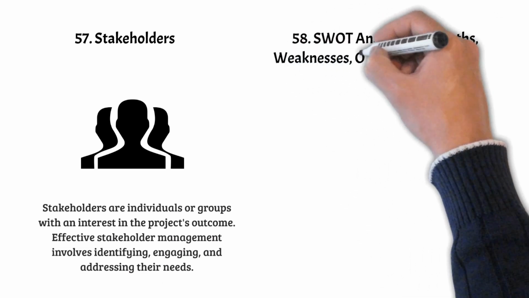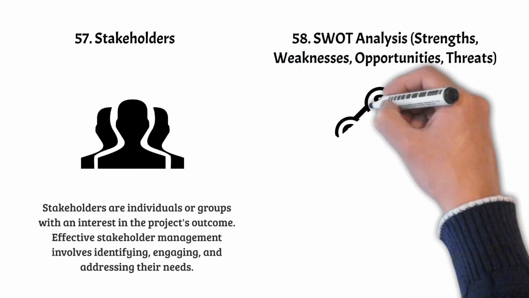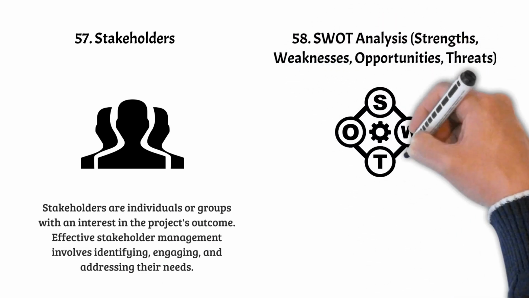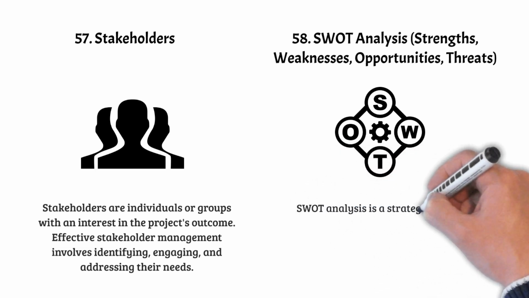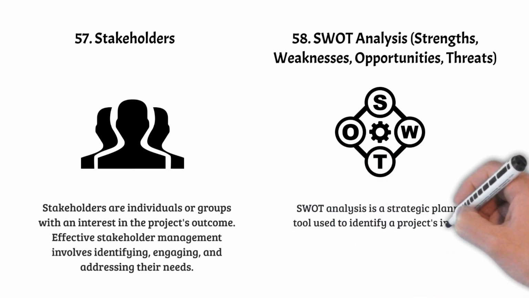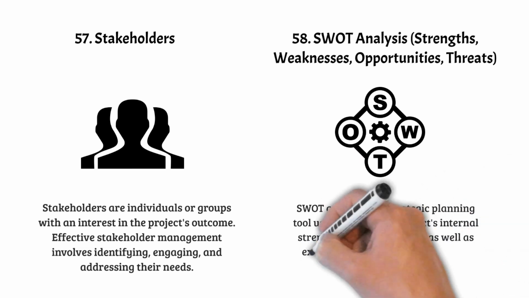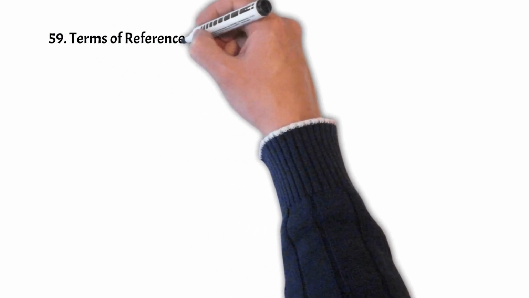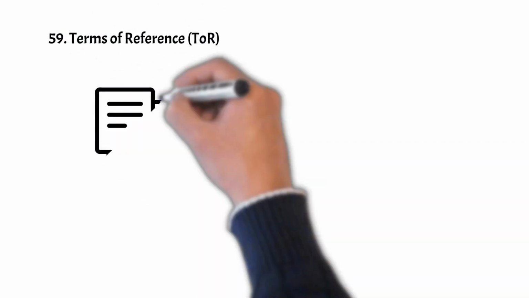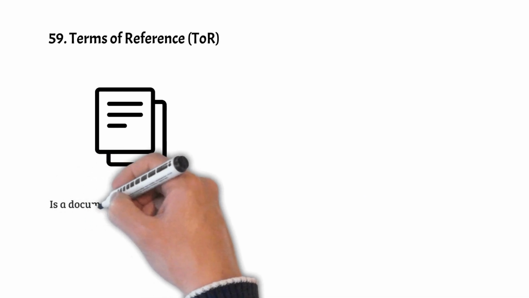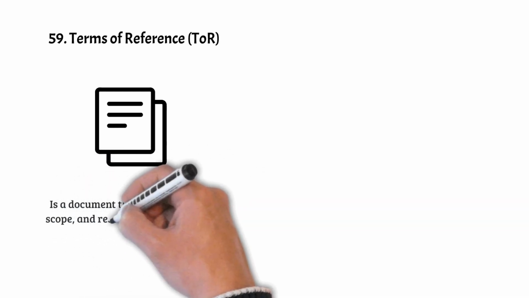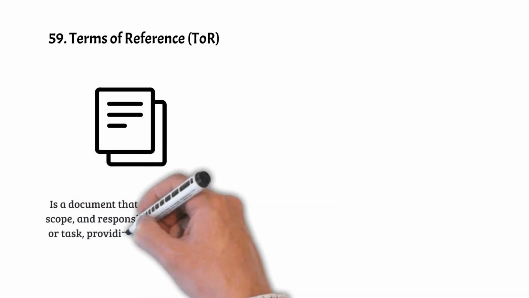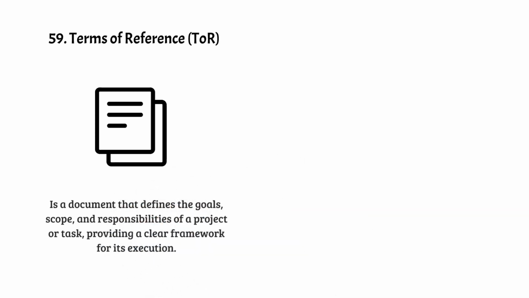58. SWOT Analysis. Strengths, weaknesses, opportunities, threats. SWOT analysis is a strategic planning tool used to identify a project's internal strengths and weaknesses, as well as external opportunities and threats. 59. Terms of Reference, ToR, is a document that defines the goals, scope, and responsibilities of a project or task, providing a clear framework for its execution.